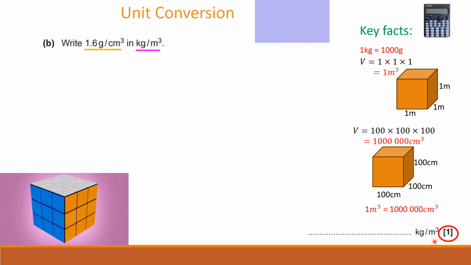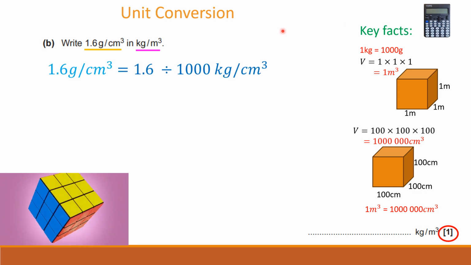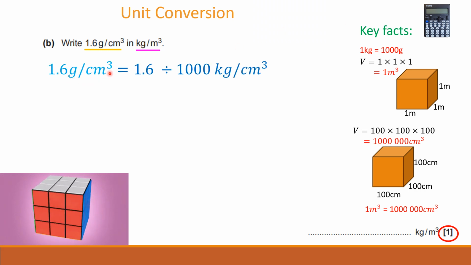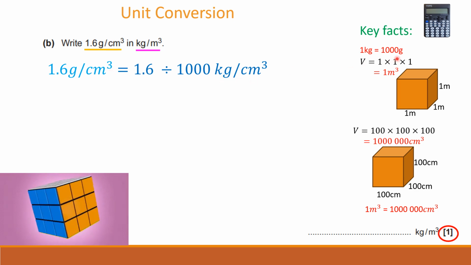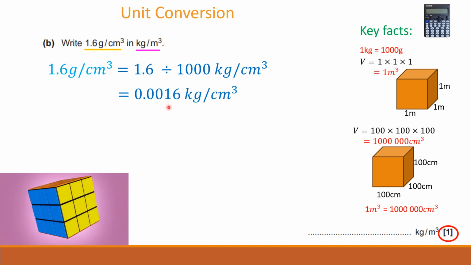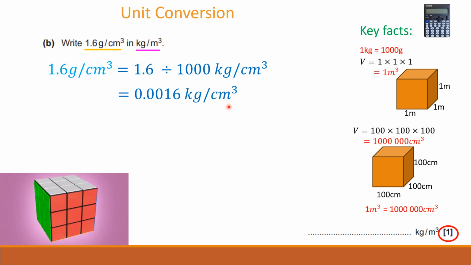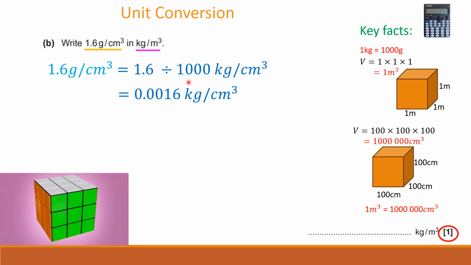Well done, guys. Remember, you can use your calculator to help you answer this question. And we're first of all going to look at converting 1.6 grams per centimetre cubed into kilograms per centimetre cubed. Now we know there is 1,000 grams in 1 kilogram. So to convert this grams into kilograms, we have got to divide by 1,000. And you can type this in on your calculator. So 1.6 divided by 1,000 will give you 0.0016 kilograms per centimetre cubed. Because if I'm converting 1.6 grams into kilograms, it's going to be smaller, so I'm dividing by 1,000.